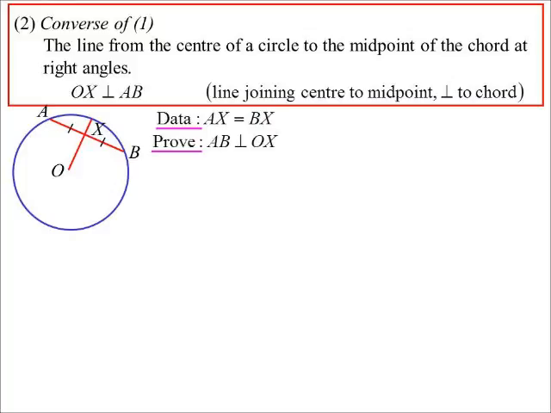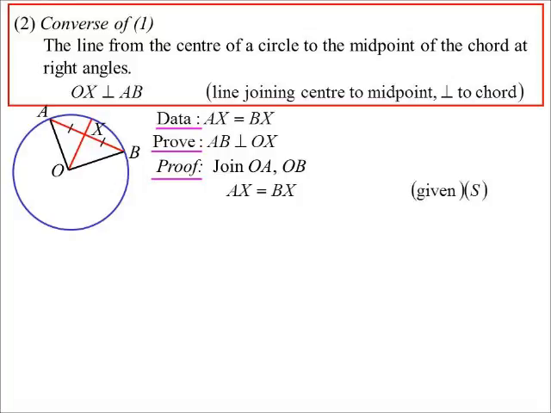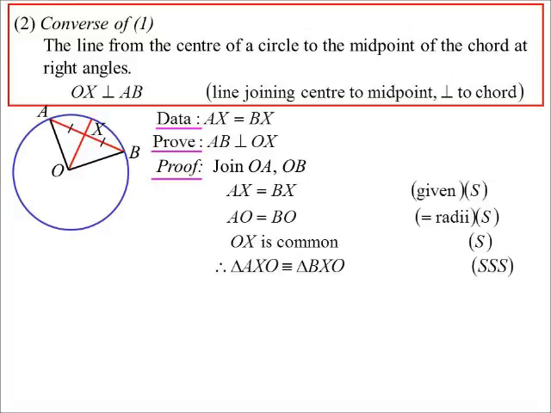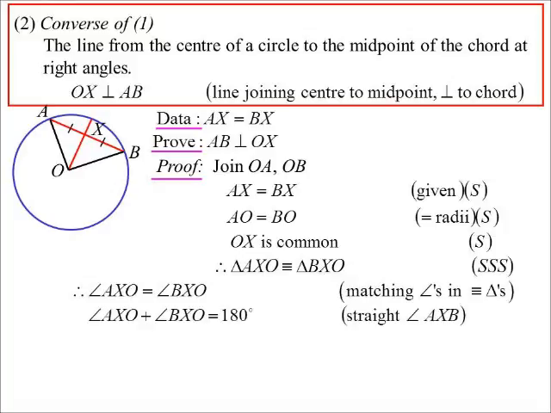Let me prove that one. Once again, I'll do it via congruent triangles. So I'll join the AO and the BO up again, but this time AX is equal to BX, that was given. AO and BO are equal radii. OX is common, so I've got side, side, side. So yes, they are congruent. Therefore, AXO must equal BXO, but they sit on a straight line. So if they're equal and they sit on a straight line, they add together to give 180, so they must each be 90 degrees. So they are perpendicular.